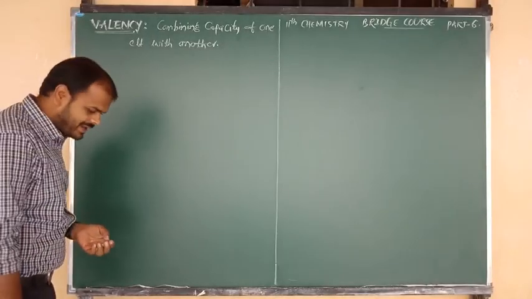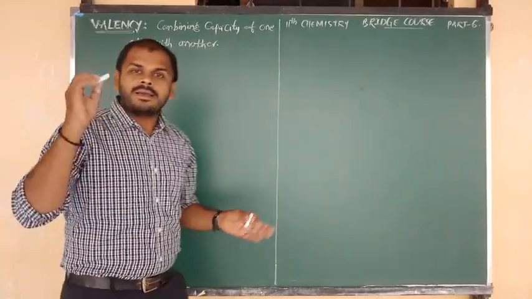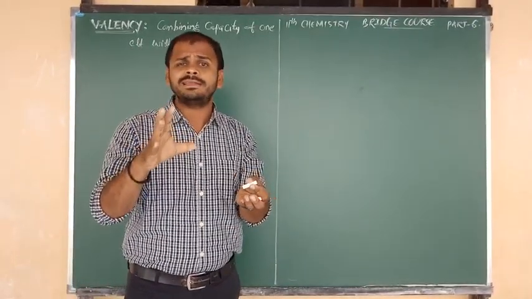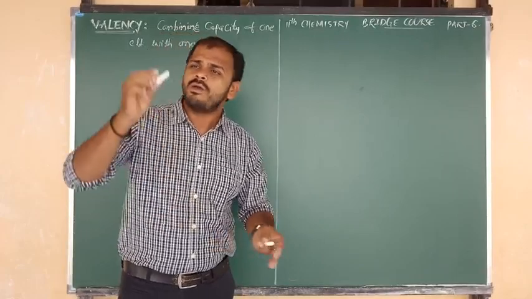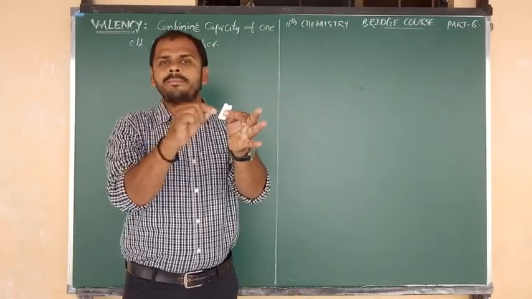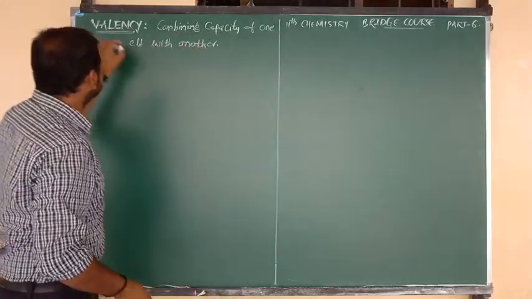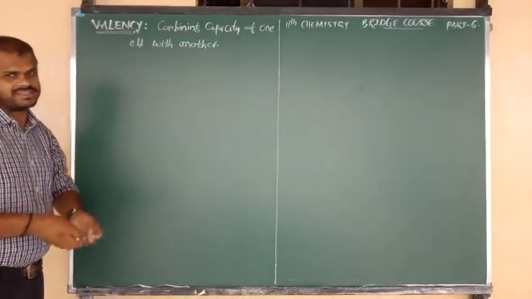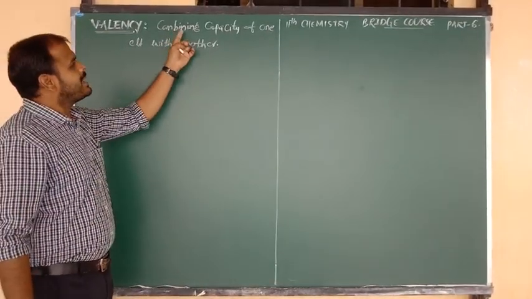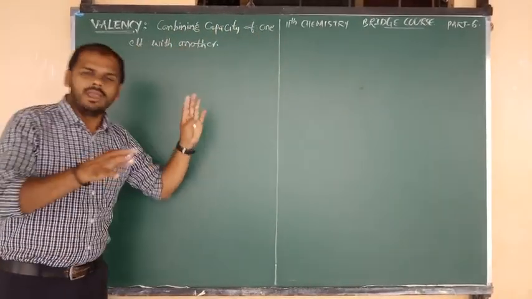What is meant by valency? Valency means combining capacity. Just try to remember this one word. Valency means the combining capacity of one element with another element. Such combining capacity of the elements is decided by a factor, and that is nothing but the valency factor. So the one word meaning is combining capacity of one element with another element.